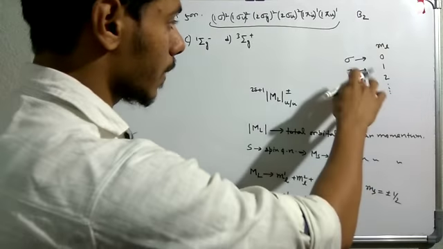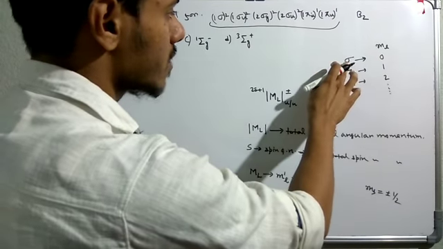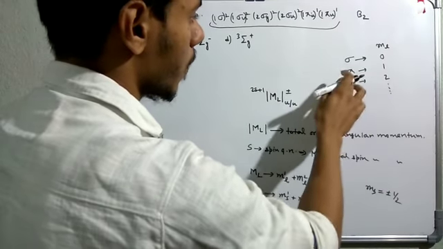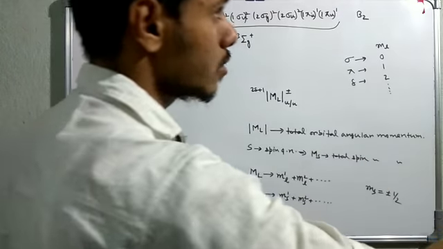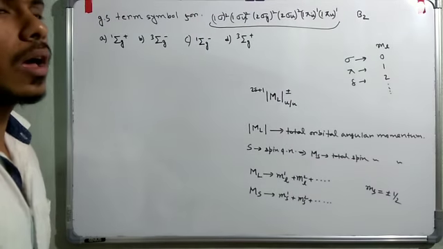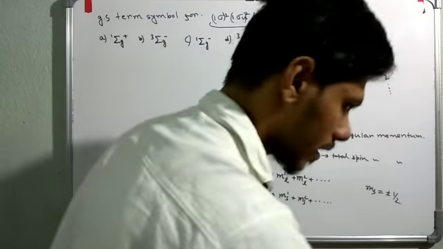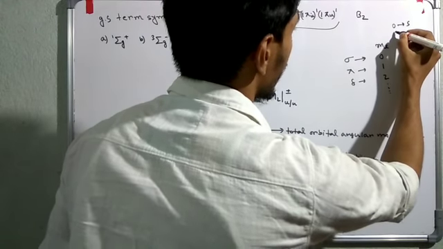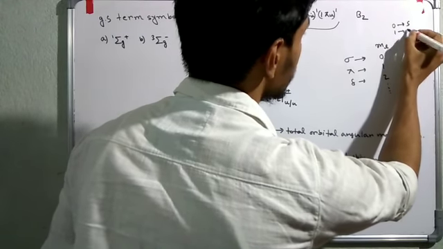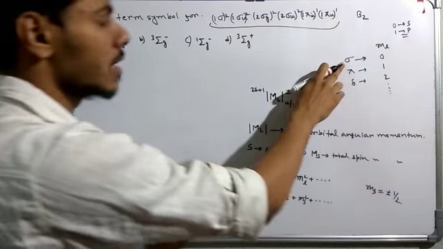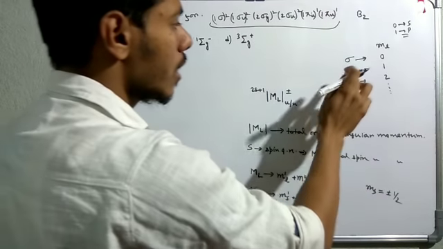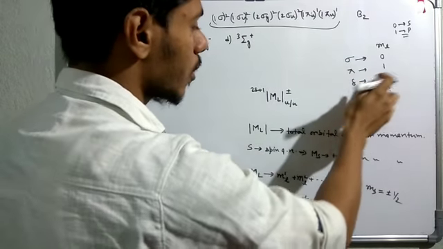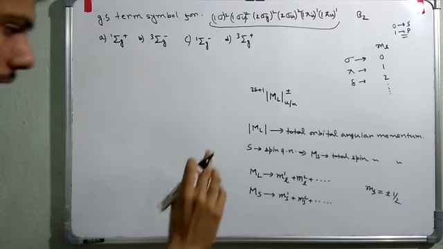ms is very simple, but for the ml value you have to know: for sigma it is 0, for pi it is 1. Similarly, as you learned from the determination of the atomic term symbol, for 0 it is an s orbital, for 1 it is a p orbital. In the same way, if it is a sigma orbital it is 0, if it is a pi orbital it is 1, if it is a delta orbital it is 2, and like that.